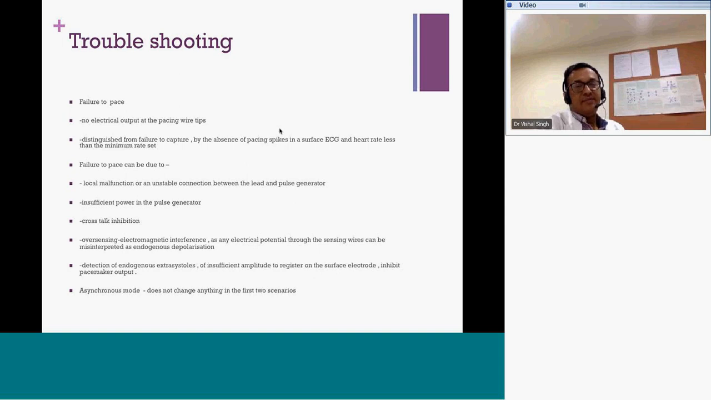Important. If you have a pacemaker, there can be a failure to pace. Now, why do you have failure to pace? The failure to pace happens because there's no electrical output. So either there's a problem with the wire tips. This is from failure to capture. So if you see the failure to capture, there will be a pacing spike, but no corresponding output. That is failure to capture.